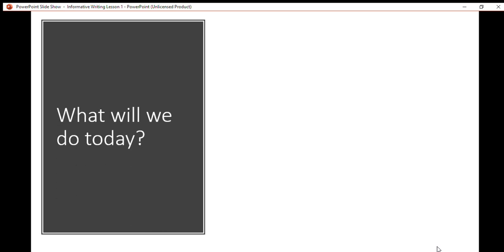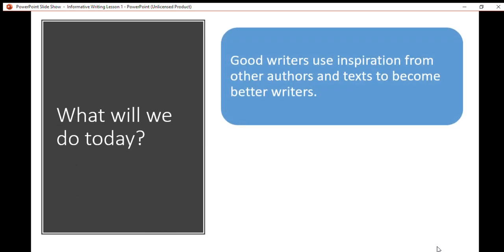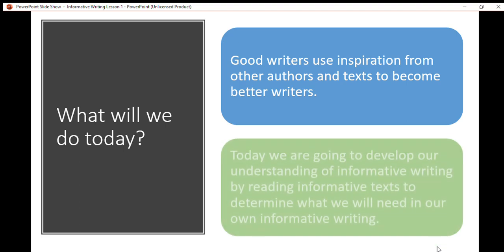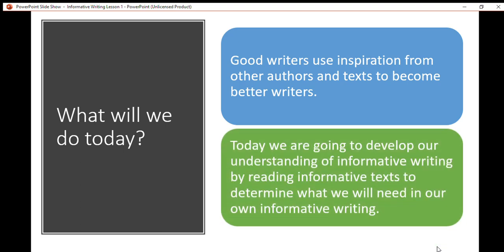So, what will we do today? We know that good writers use inspiration from authors in text to become better writers ourselves. So today, we are going to develop our understanding of informative writing by reading informative texts to determine what we will need in our own informative writing. So we're going to look at some informative texts to help us understand what we should do when we start to write.